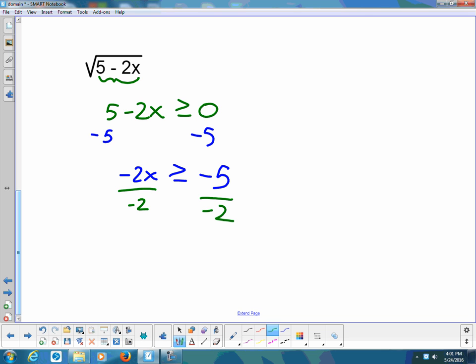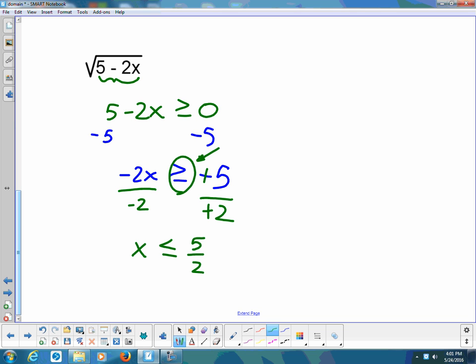But you remember how this works. Anytime I multiply or divide both sides of an inequality by a negative number, I need to switch the direction of the inequality. I don't like when people say you've got to change the sign. That doesn't even make any sense. So don't say that. Instead, say when I multiply or divide an inequality by a negative number, I need to switch the direction of the inequality. So in this case, I'm going to have x, and instead of greater than or equal to, I'm going to have less than or equal to, and negative 5 over negative 2 is the same as 5 over 2.